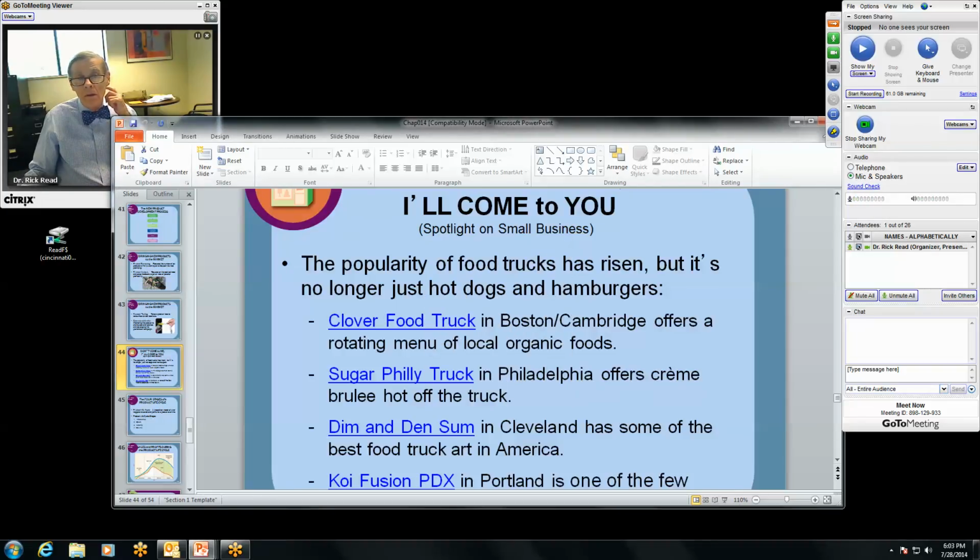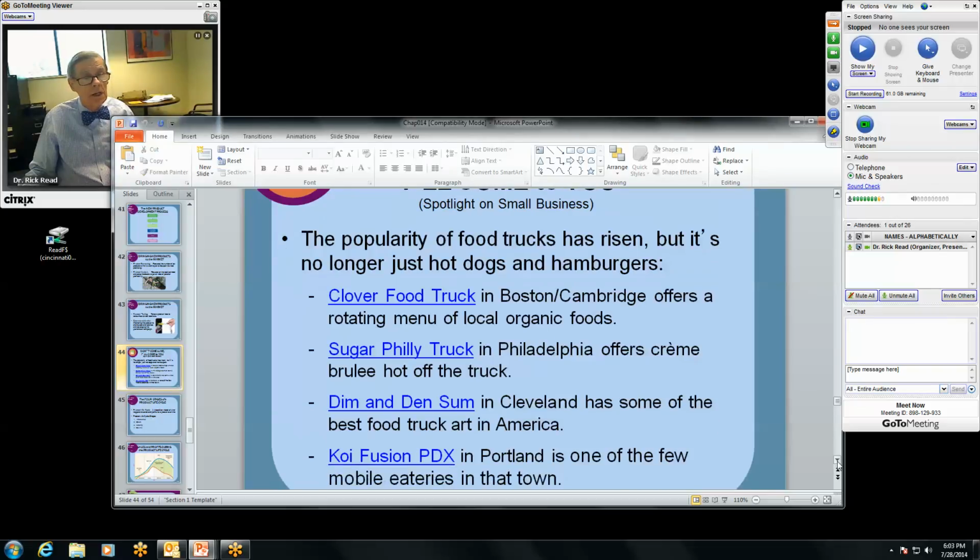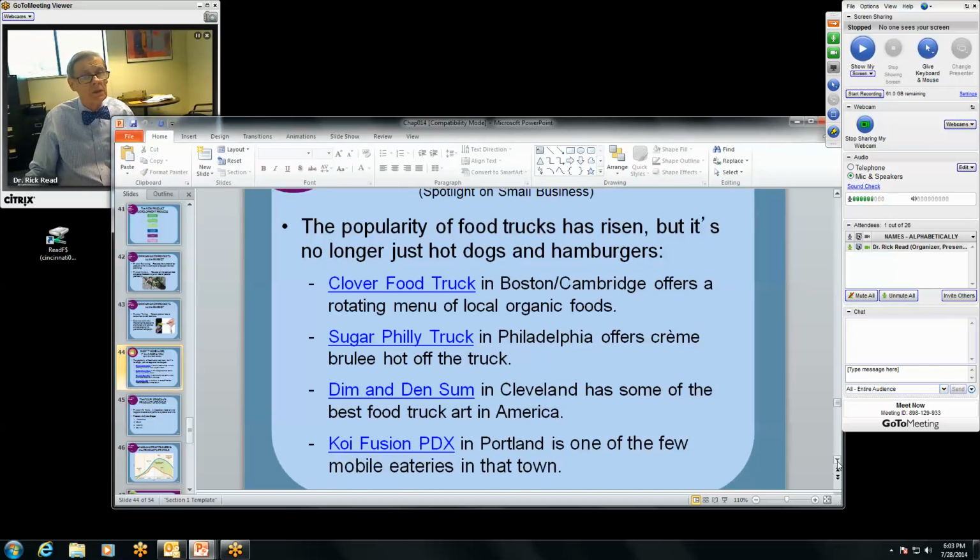This is talking about the popularity of food trucks in different areas. Again, something I really don't want to talk about a whole lot. Just an interesting slide, but not something we need to really discuss.